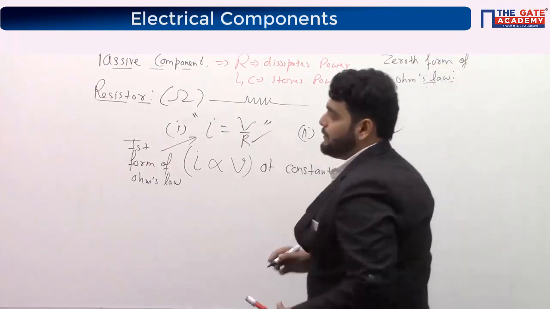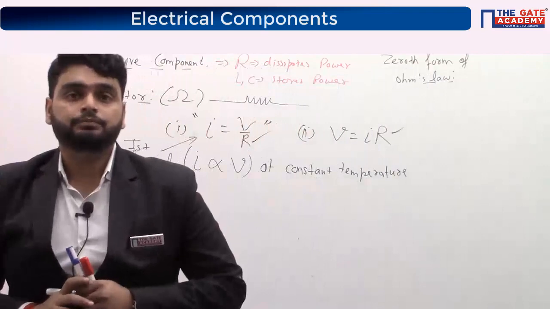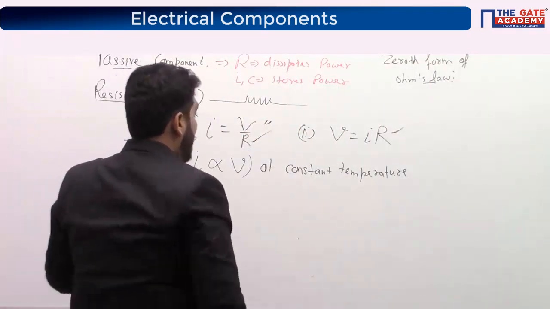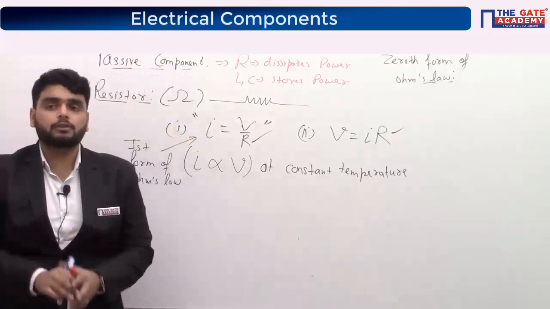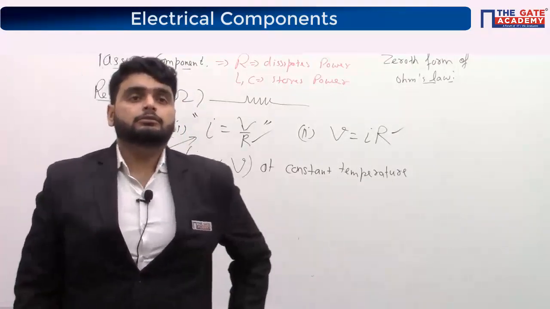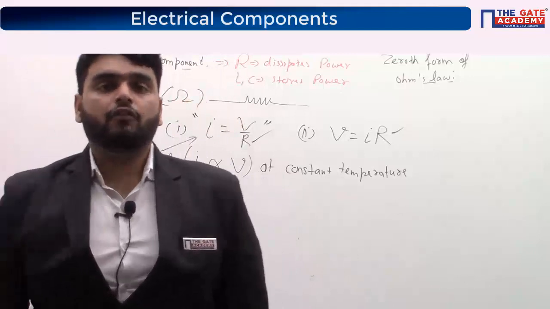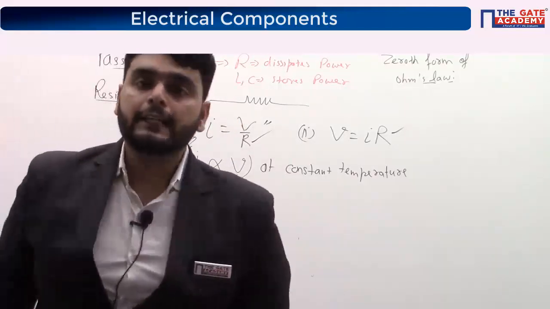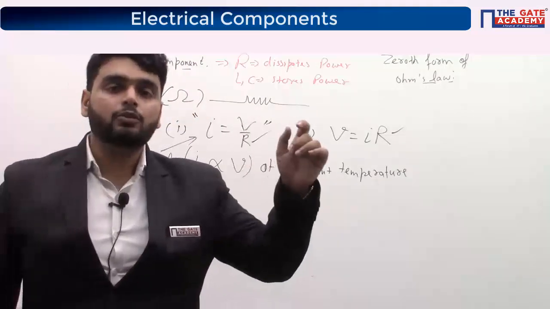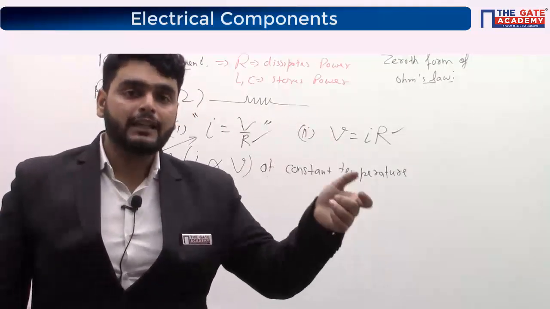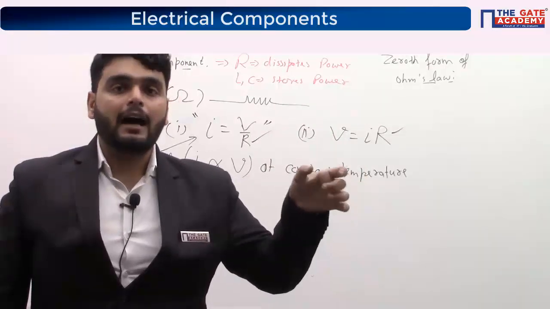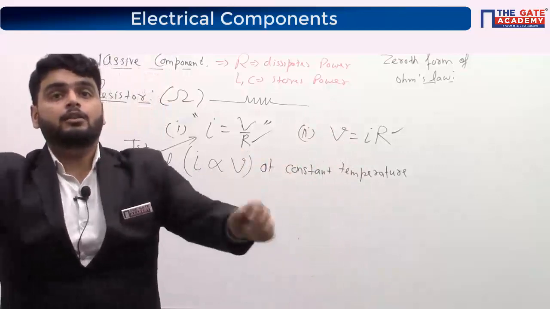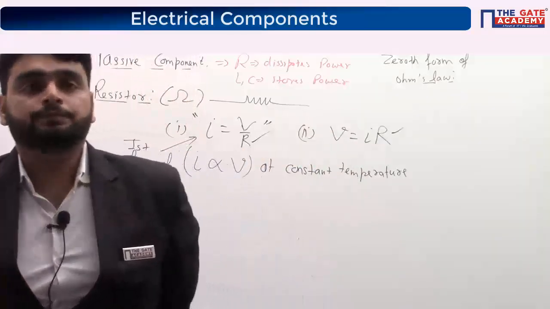So, can anyone tell me what is the 0th form? Or I can twist the question like this: have you ever seen the derivation of Ohm's law? In the derivation of Ohm's law, for the EC guys who have done the VLSI subject, one particular equation comes out. That equation is the 0th form. And after rearranging that equation, we got I equal to V by R. So, does anyone remember the derivation of Ohm's law?